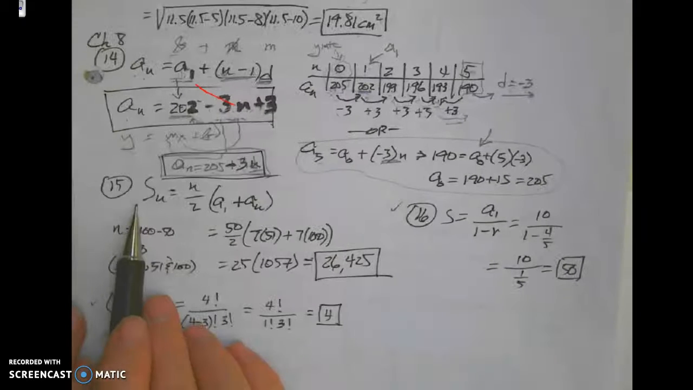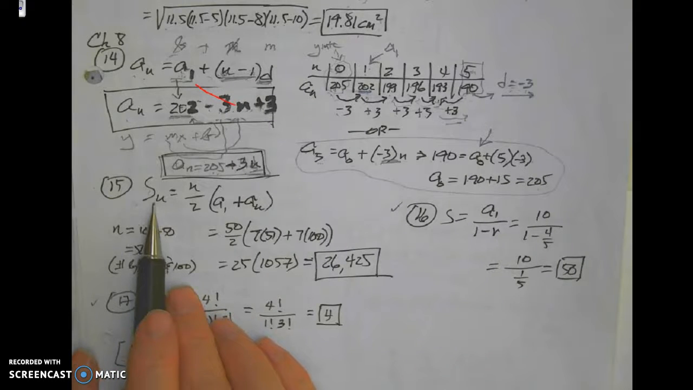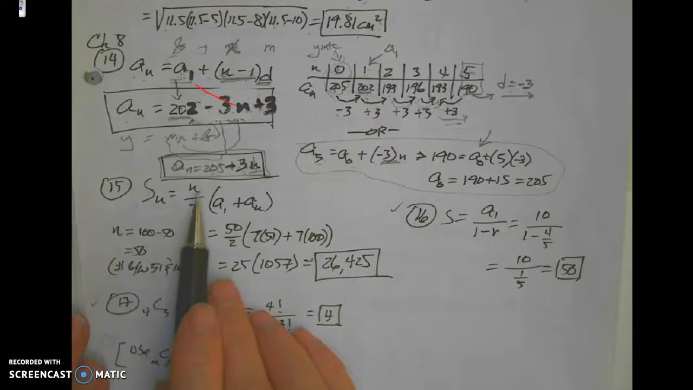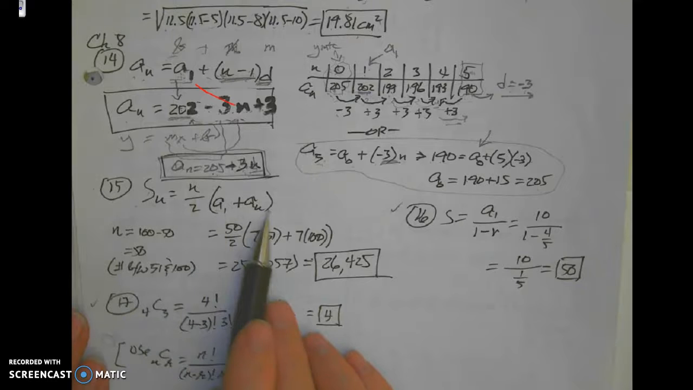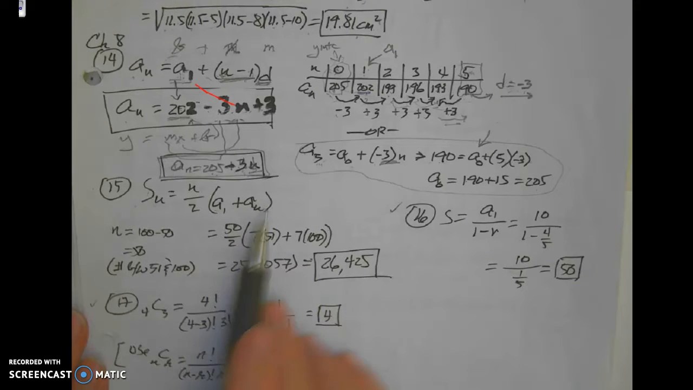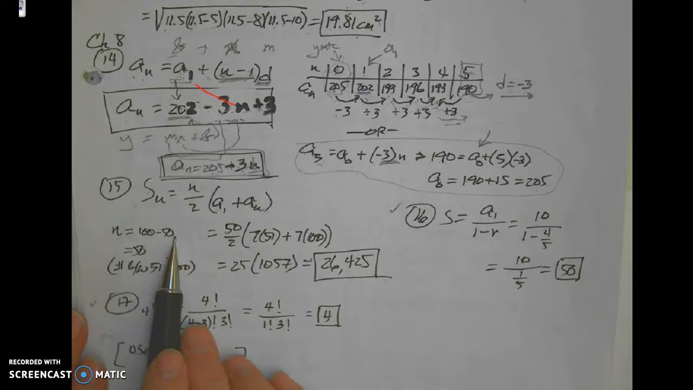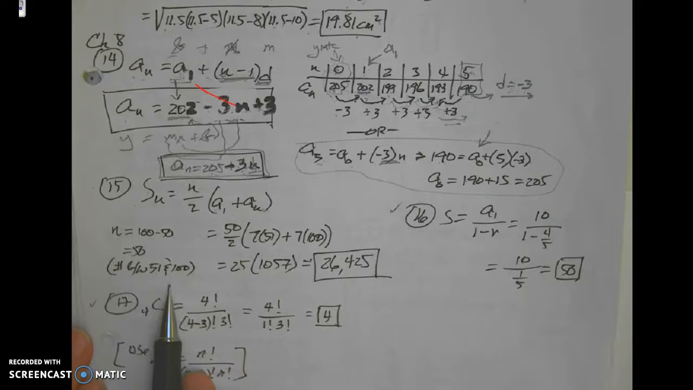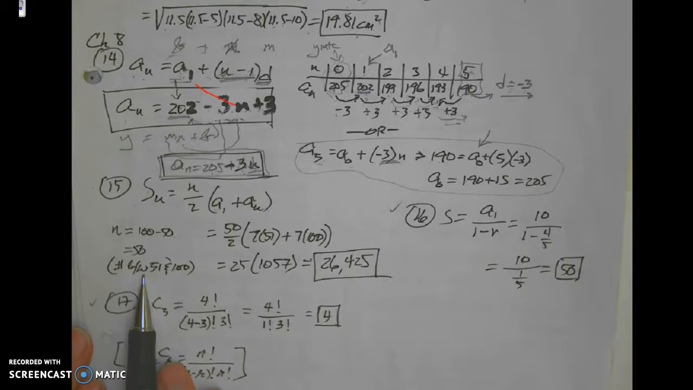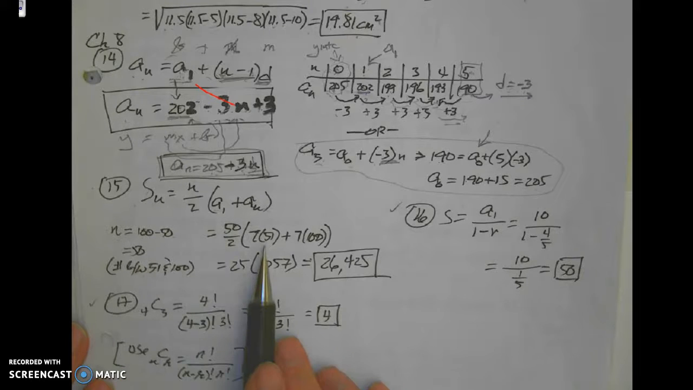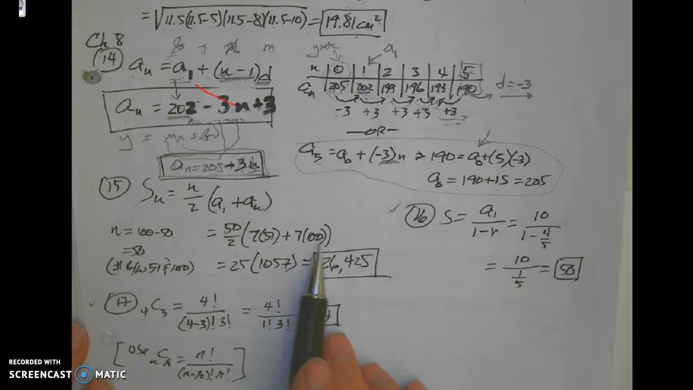Number 15 is pretty straightforward. It's just the sum of numbers. Remember, this is arithmetic, so it's n over 2, a1 plus the very last term. And then you've got to figure out what n is. It's always going to be the first and last subtracted, so you have 50. Remember, we're talking about all numbers between 51 and 100, and there are 50 numbers. So I have 50 over 2, and then I plug in a sub 1, I plug in a sub n, and then I end up with my answer.